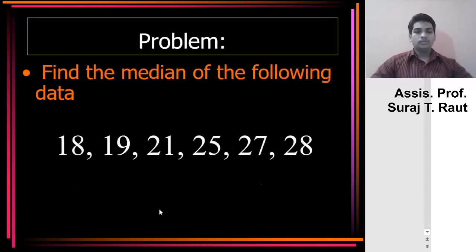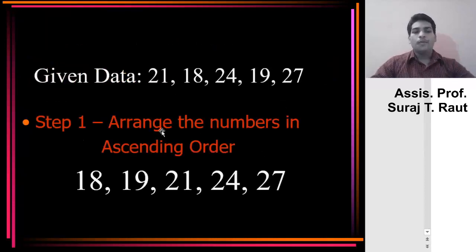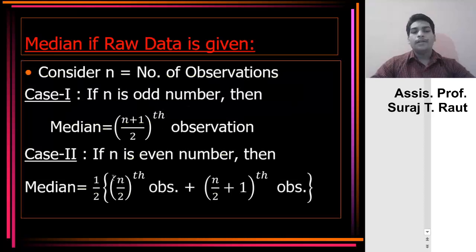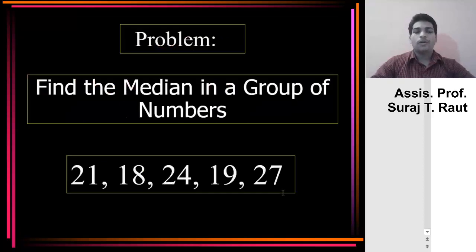Then take this data. Here they have already given ascending order, and 6 observations are given. We know that 6 is an even number. Therefore, for the median, we use our second formula, which is median equals half in the bracket, n upon 2th observation plus (n upon 2 plus 1)th observation. This is our value of median.